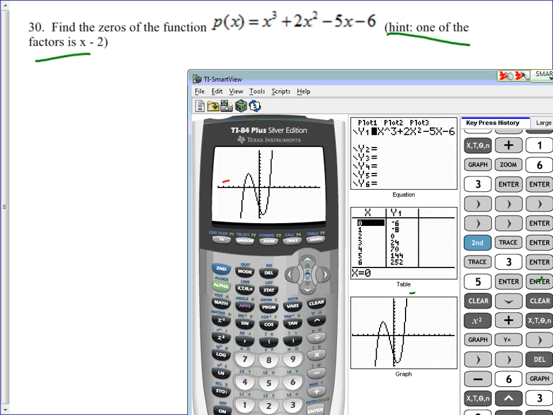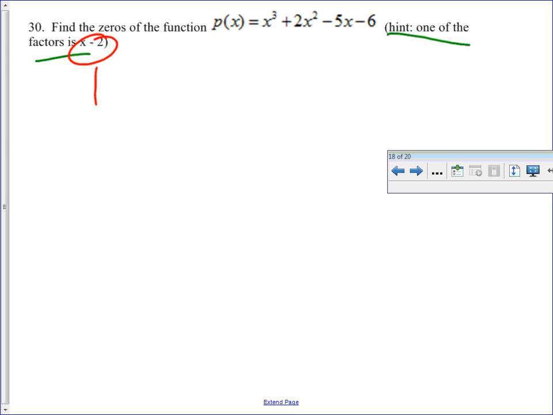Negative 3, negative 1, and 2 are the zeros. And sure enough, if one of the factors is x minus 2, then one of the zeros has to be 2.